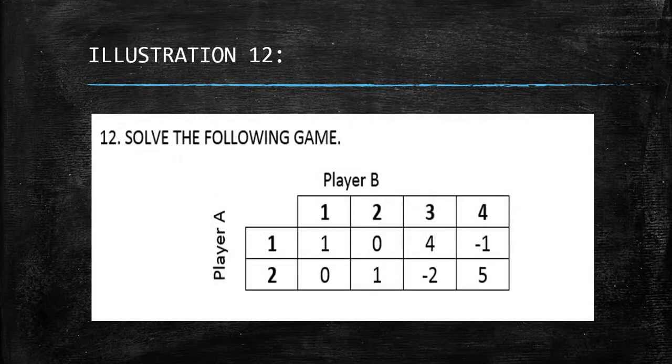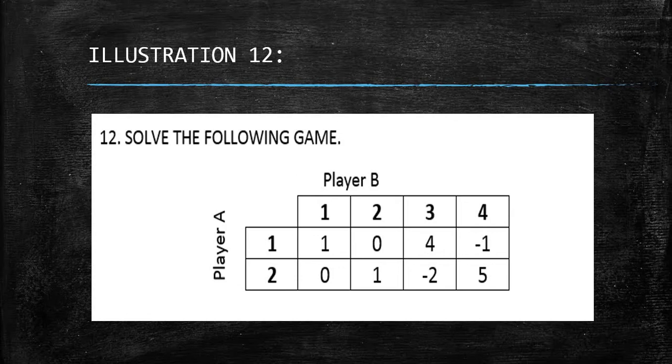So I want you all to pause this video and solve this. Try to identify and find out the saddle point. If you are getting a saddle point, that's okay, then it is a problem of pure strategy. If not, it has to be solved under mixed strategy, that is the formulaic method.